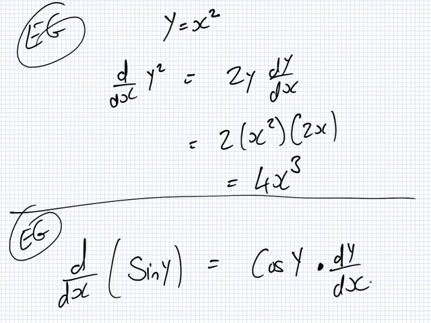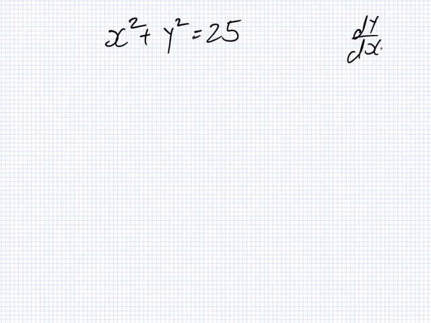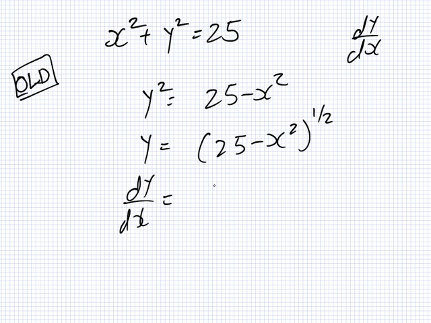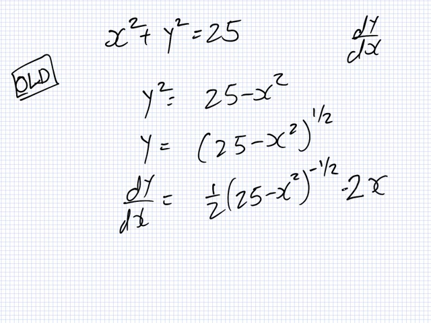But this technique is very useful for certain types of problems, which I'm going to show you now. Let me give you an example. Suppose I give you this equation, x squared plus y squared equals 25, and I ask you, what is dy/dx? Previously, the old way would be, first you have to get y, and then you would have to use the chain rule, which would be bring down the power, reduce the power by 1, and then multiply by the inside derivative.